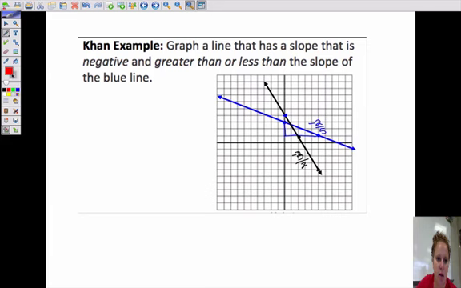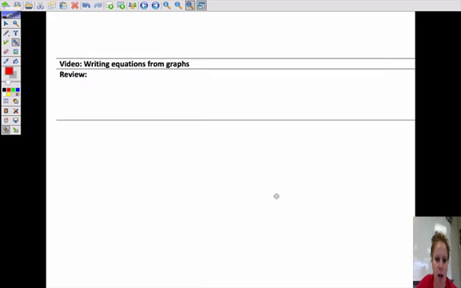Less than would then be something where we're less steep. So we're still negative, but we're less steep. So like that. So try those out on Khan.